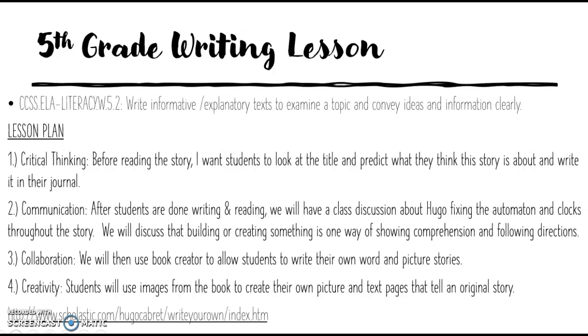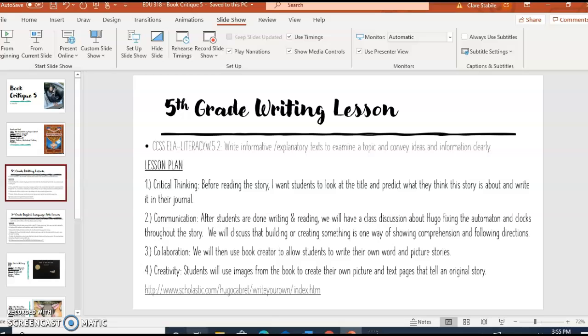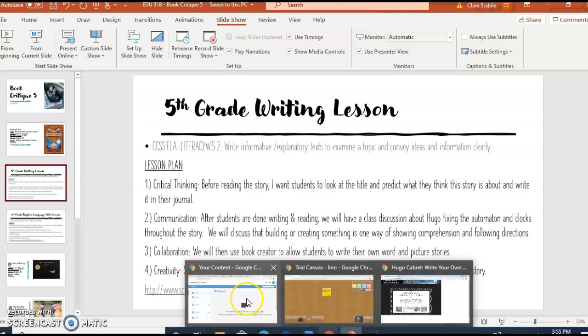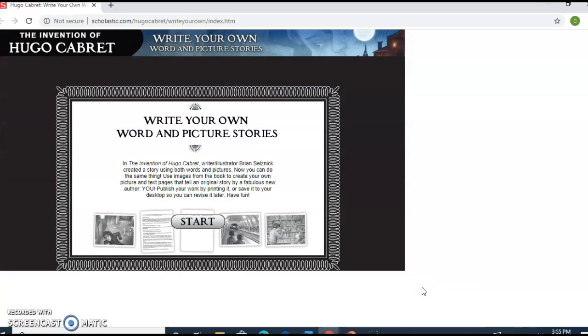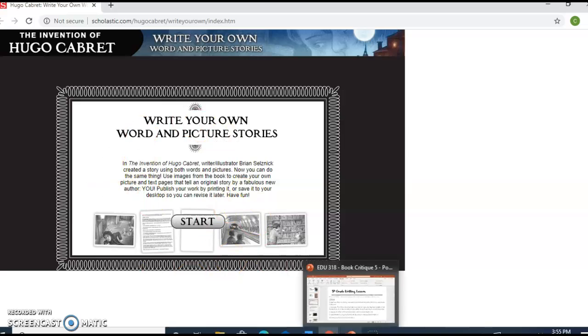Then we will use Book Creator to have the students write their own word and picture stories using the images from the book to create their own picture and text pages that tell an original story. So I'm going to go ahead and show you Book Creator. This is on scholastic.com, and you can write your own word and picture stories, and this is where the students would start doing that.